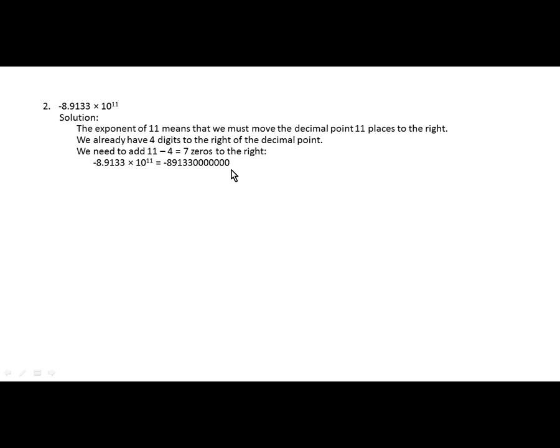Now we put in our commas to separate the periods. So we've got negative 891,330,000,000. Again, don't lose the minus sign. That makes the number negative.